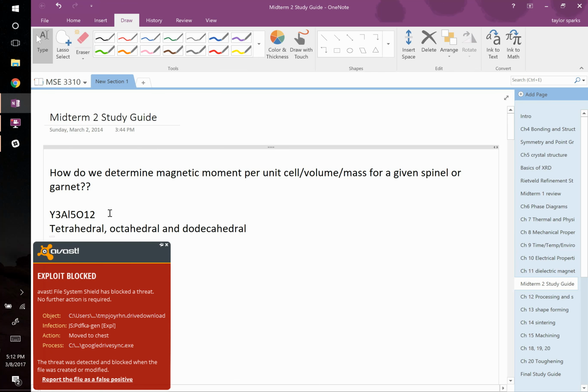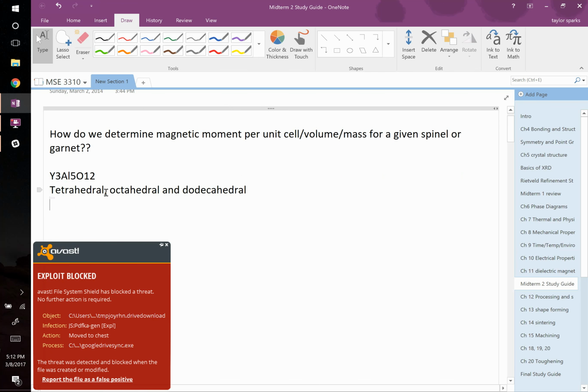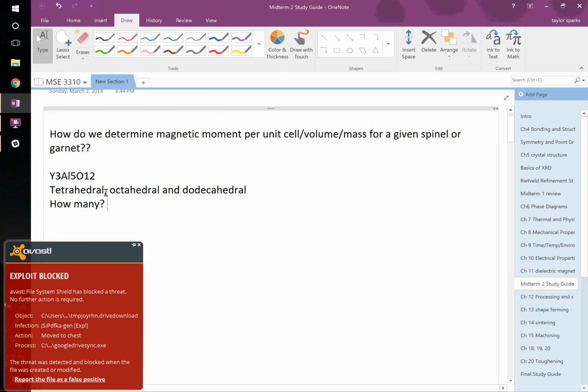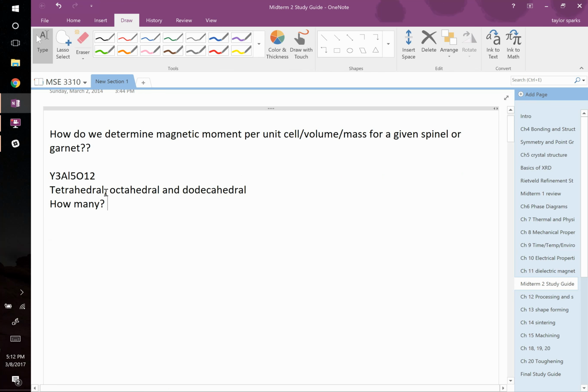Now, how many of these are there? Well, in that formula unit, which ones are octahedral, tetrahedral, whatever, right? There are clearly 3 plus 5, 8 total cation sites. So those are the ones that are either tetrahedral, octahedral, dodecahedral. How much of each type are there?